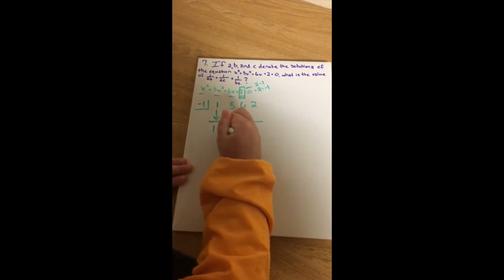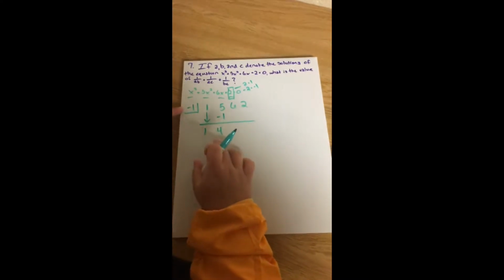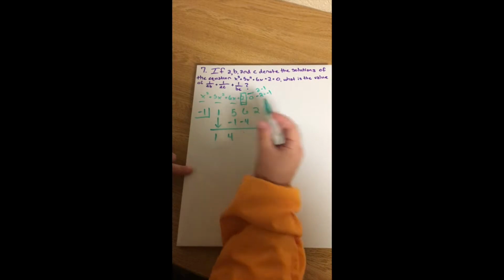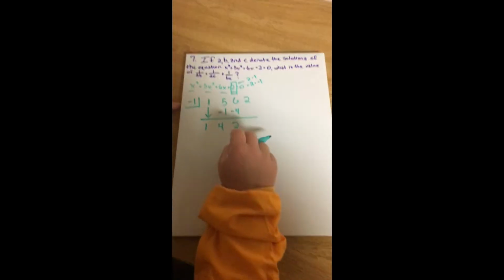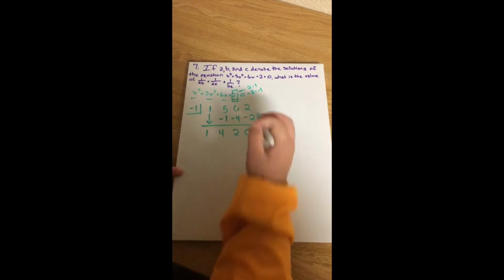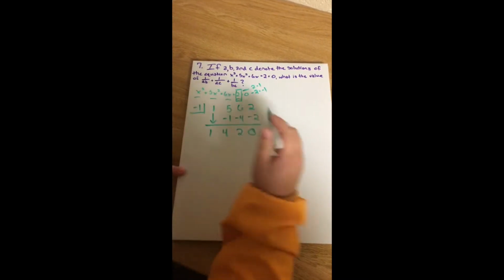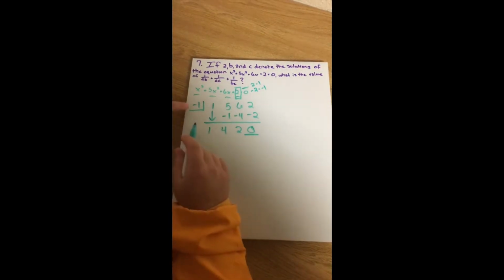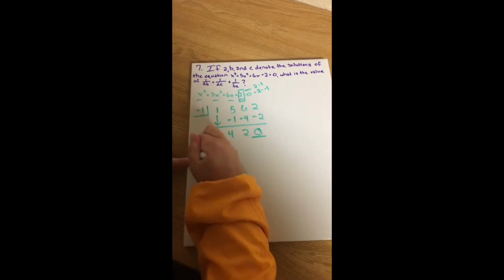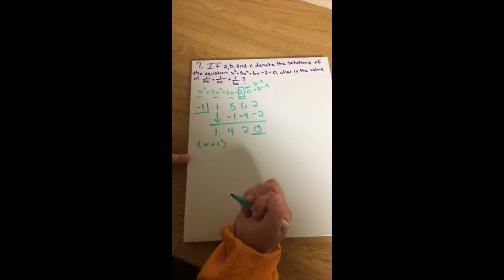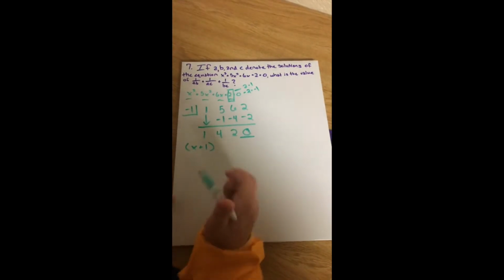5 plus negative 1 is 4. So negative 1 times 4 is negative 4. 6 plus negative 4 is 2. Negative 1 times 2 is negative 2, and you get 0. The way you know your factor worked is if you got 0 for this last term. So since we had negative 1 in here, we know x plus 1 is a factor of this equation.